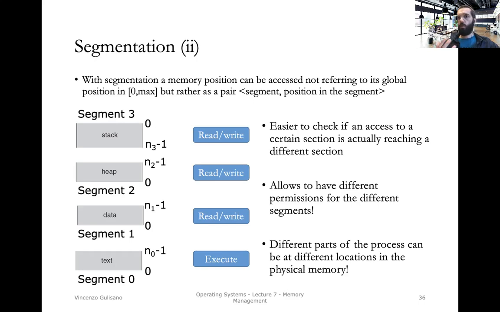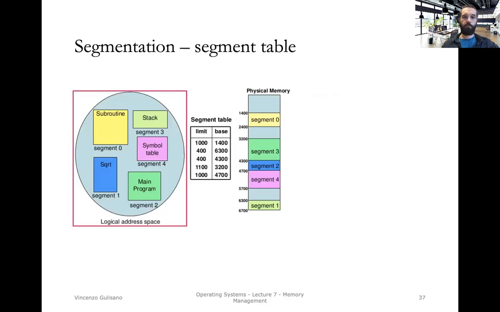For example, you can put the permission to execute only to the text section, because that is where you keep the instructions. And you could, for example, say that that cannot be written, but can only be read. So you can protect a bit better the process, because no one can try to tamper the instructions and change the code that you are trying to run. And of course, the nice thing here is that now you can have the different segments at different positions in memory. You don't need to have a contiguous set of addresses to contain the entire process.